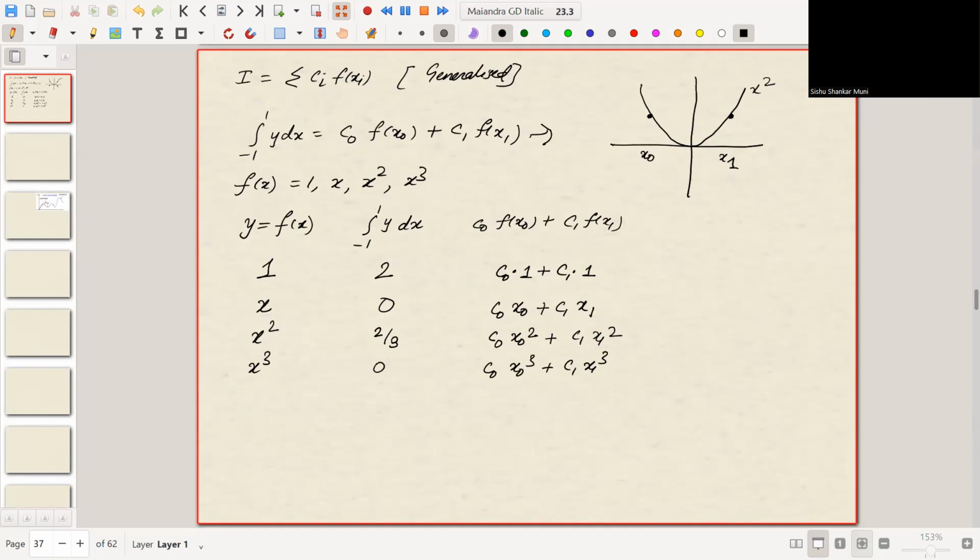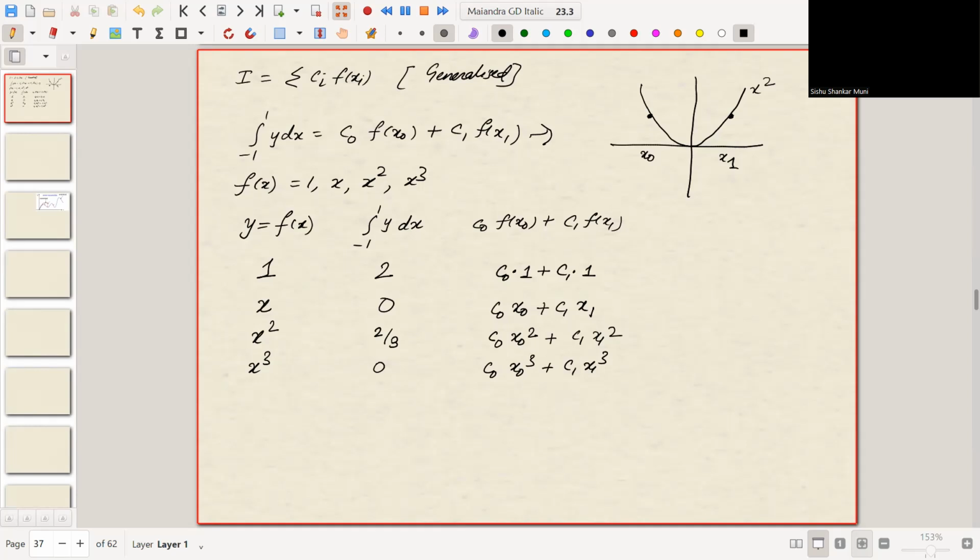here the equation of Gaussian quadrature, like integral -1 to 1 y dx equals c0 f of x0 plus c1 times f of x1. How many constants? c0, you don't know. c1, x0, you don't know. x1 also you don't know. So there are 4 unknowns. You have to find c0, c1, x0, x1 such that your method is accurate.